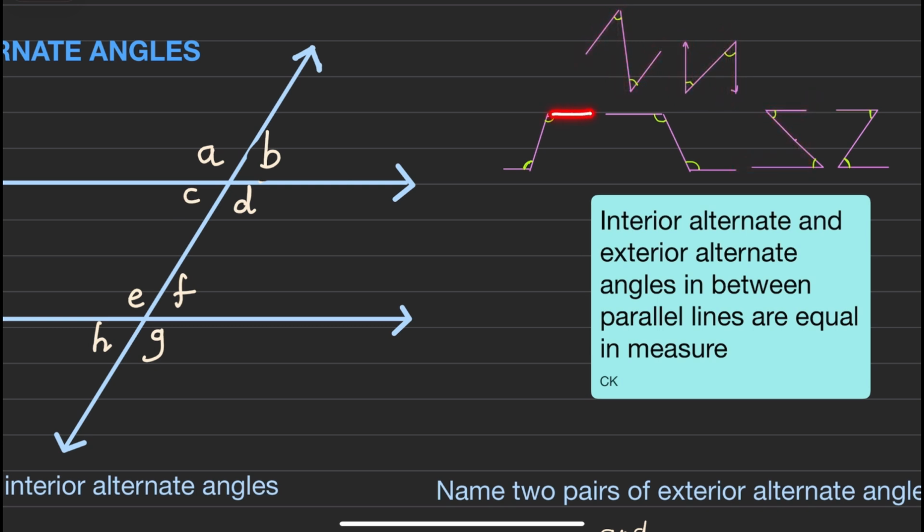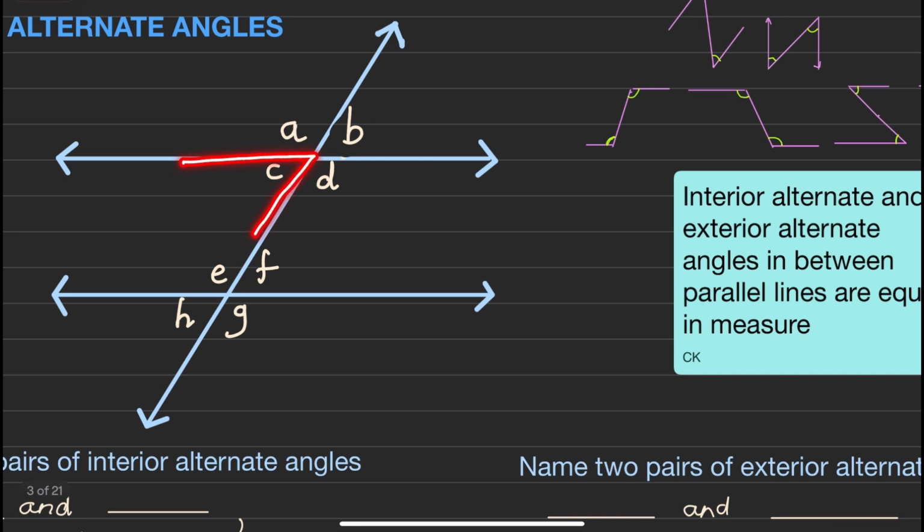We are going to look first at interior alternate, inside of Z, right? Okay, the top line and the transversal, this angle is equal to the bottom line and the transversal inside it. So it is interior alternate angles. And when it is exterior alternate angles, suppose this is your Z here, interior alternate is here. C and F are interior alternate angles. Similarly, D and E are interior alternate angles. Interior alternate angles and exterior alternate angles in between parallel lines are equal in measure.